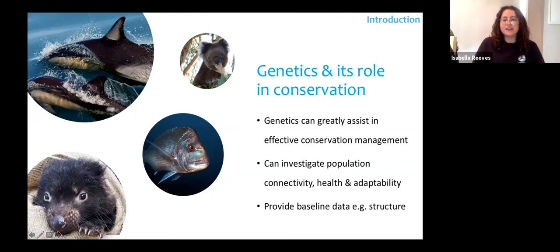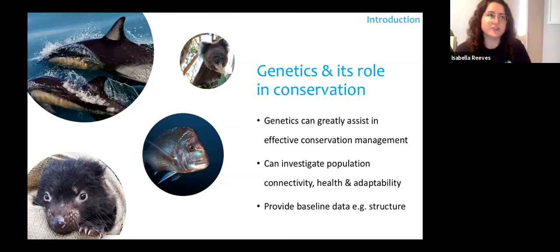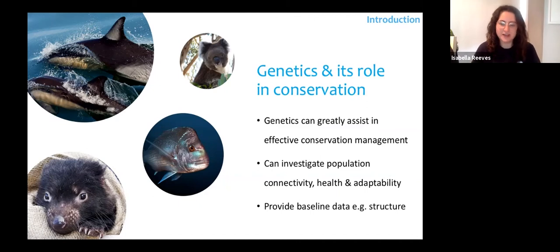Genetics can greatly assist in effective conservation management. This is largely due to its ability, more through genomics now, to produce data sets that are really high resolution and power to address a variety of questions that traditional ecological techniques may not necessarily be the best for. You can investigate a number of parameters. These include things like population structure and connectivity.